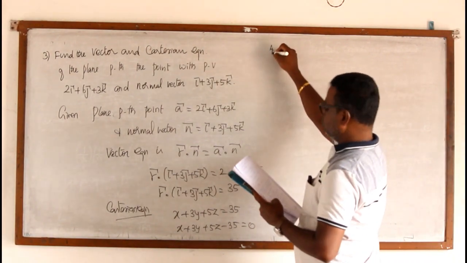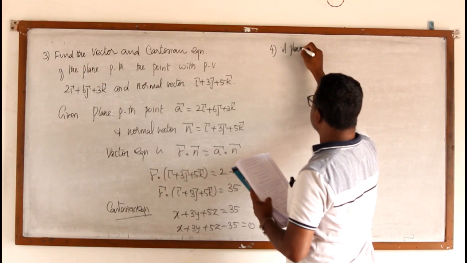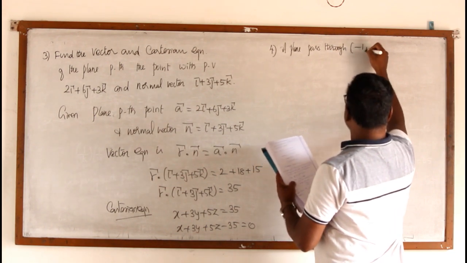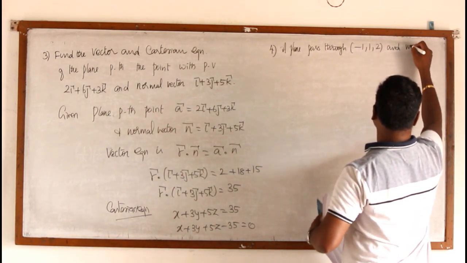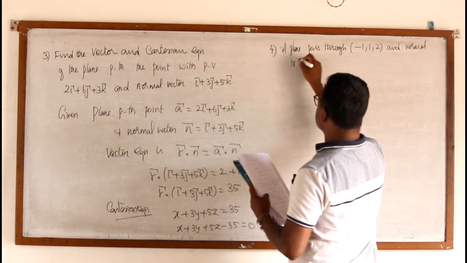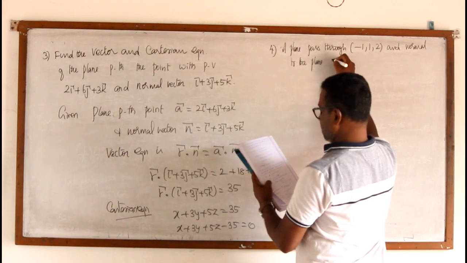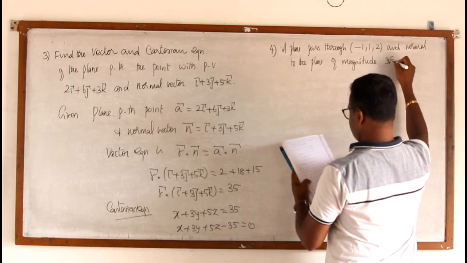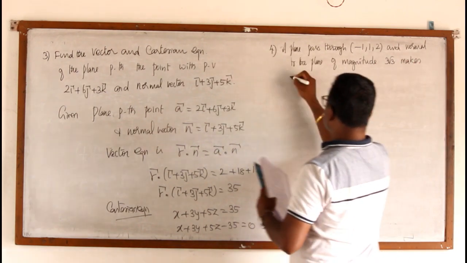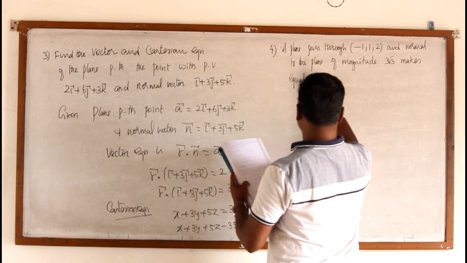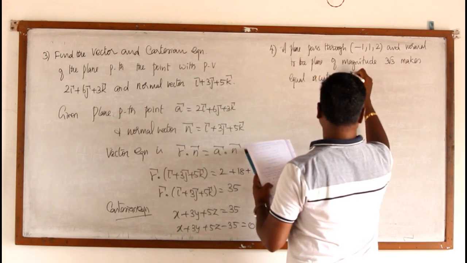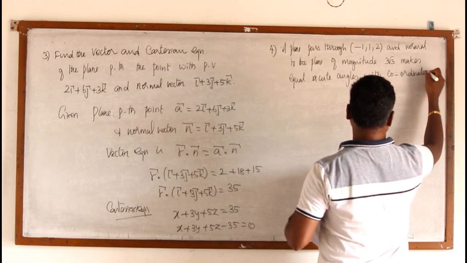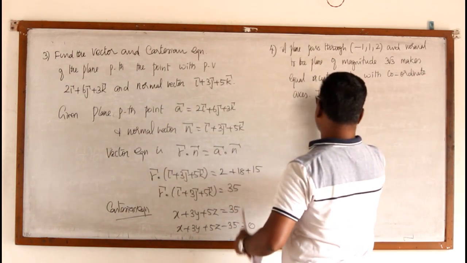Now problem number 4. A plane passes through (-1, 1, 2) and the normal to the plane, of magnitude 3 root 3, makes equal acute angles with the coordinate axes. Then find the equation of the plane.